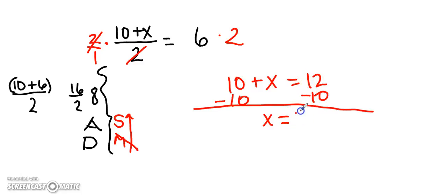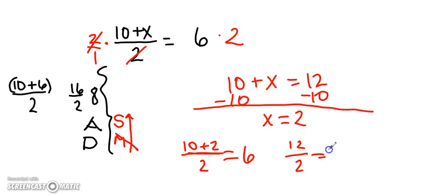is equal to 2. So that means if I was to substitute a 2 into this original equation, I would get 10 plus 2 divided by 2. That should equal 6. Order of operations. This fraction bar is showing me I need to divide everything that's there by 2. So 10 plus 2 is 12, divided by 2 is 6. So in fact it works.